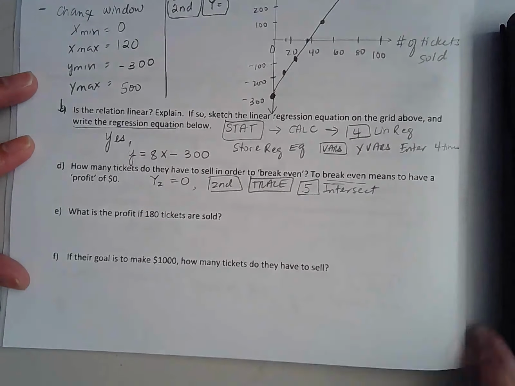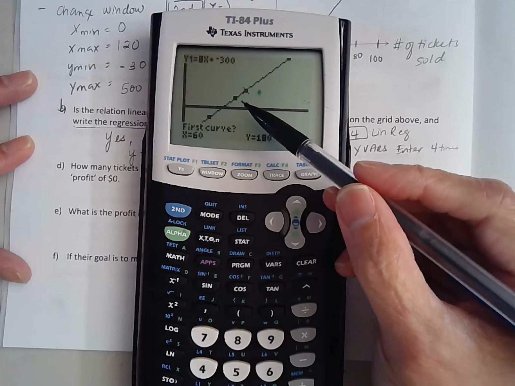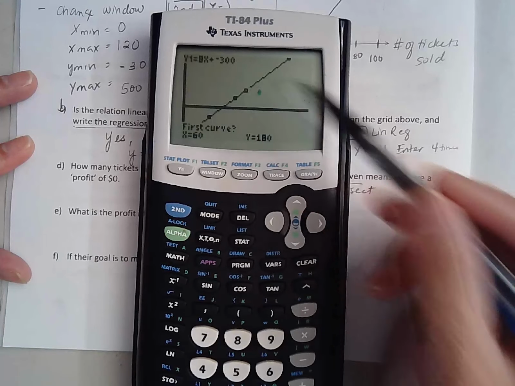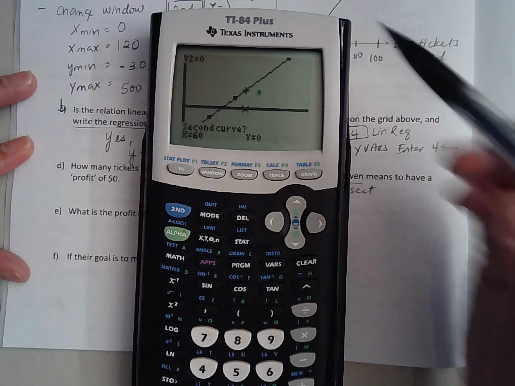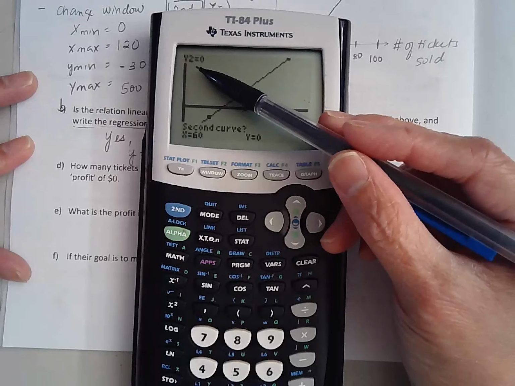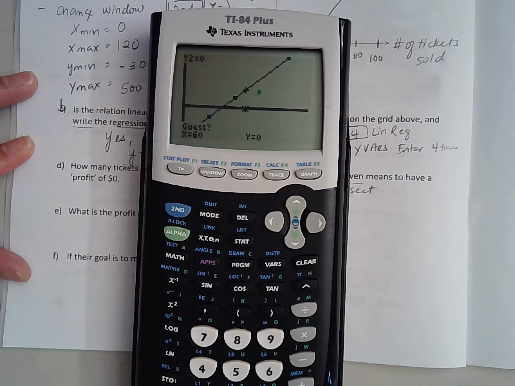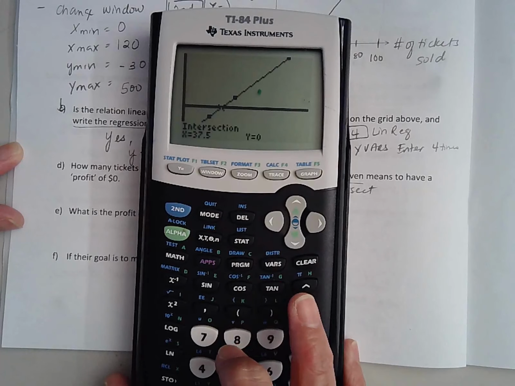And it's going to ask us a whole bunch of questions. It's going to ask you, is this your first curve? This is your first line? Yeah. So press enter. And then it's going to ask you another question. Is this your second line or second curve? Y2 equals 0? Yes. You press enter. And then they're saying guess again. Just press enter. Okay. Now we have our answer.